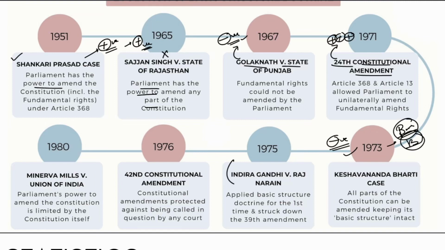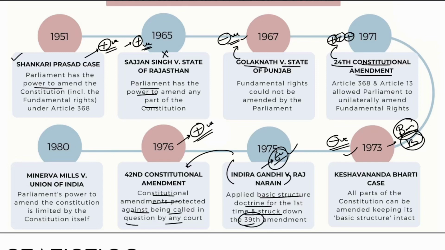Then came the Indira Gandhi versus Raj Narain case. This was an election case. Okay, it happened during the election case. So it applied basic structure for the first time and struck down the 39th Amendment. Then came the 42nd Constitutional Amendment. So it protected constitutional amendments against being called in question by any court. So again, very much power to the government.